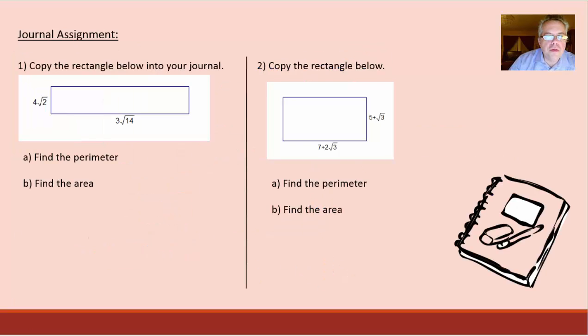Here you go. So here's the journal assignment. This first one is like the very first example, okay? And the second one's kind of like the last example. We have 2 binomials here. So be careful when you multiply those together. You're going to need a box for this one. This one you won't need a box. All right, copy them in your journal and go ahead and solve them.